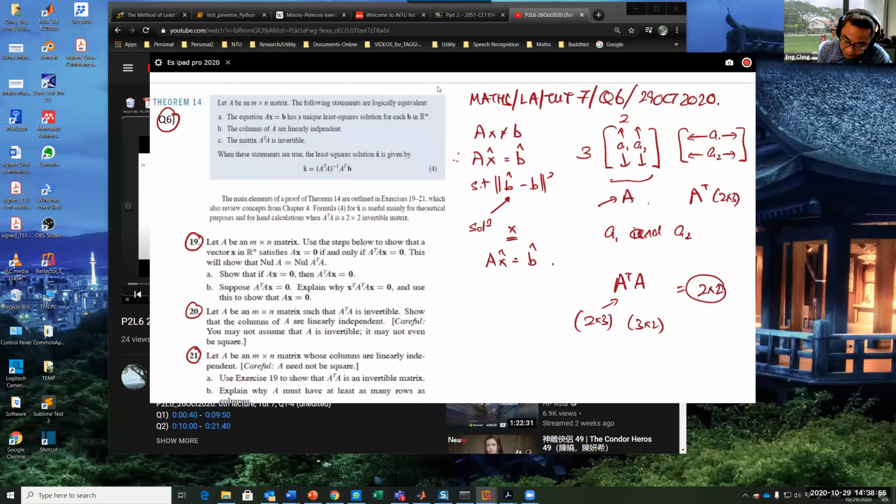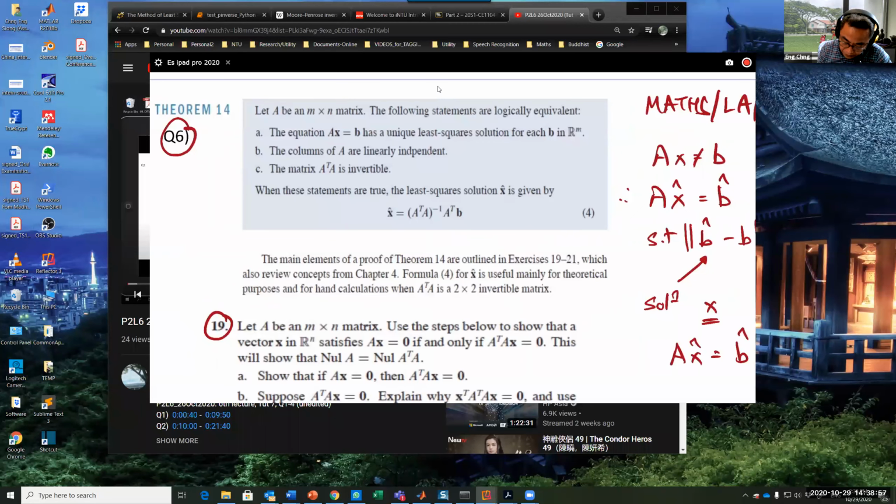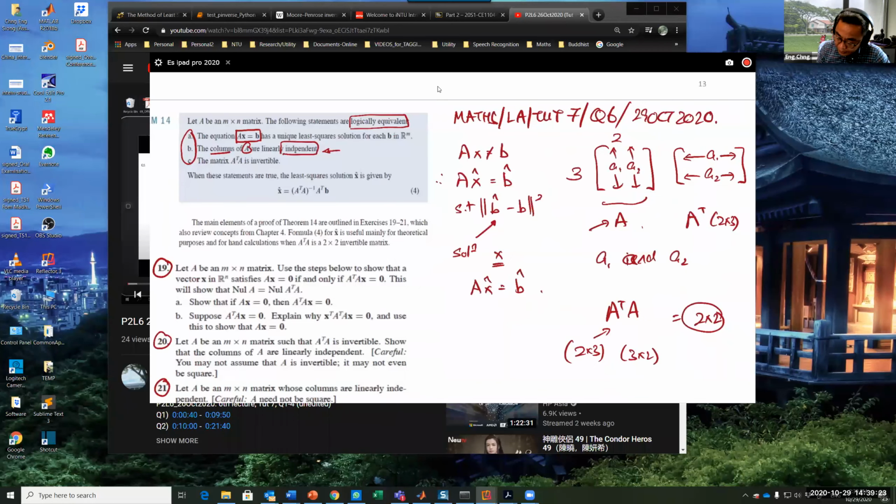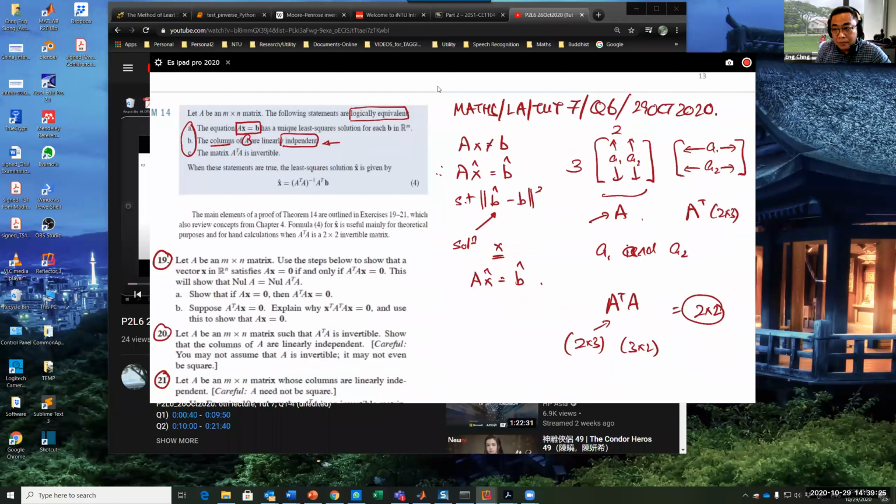I'm going to solve Ax equals b. And when I'm given A that has linearly independent columns, then the following three statements are logically equivalent. That's what it's saying. The columns of A being linearly independent is a very easy thing to understand. Let's have a clear example. Let us have an example of A being a 3 by 2 matrix.